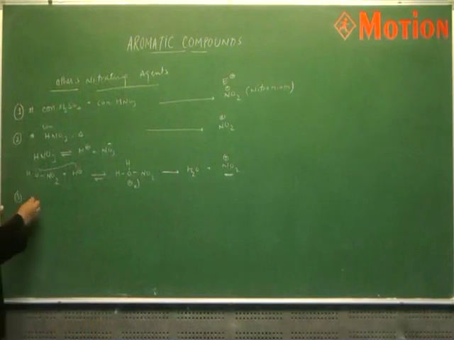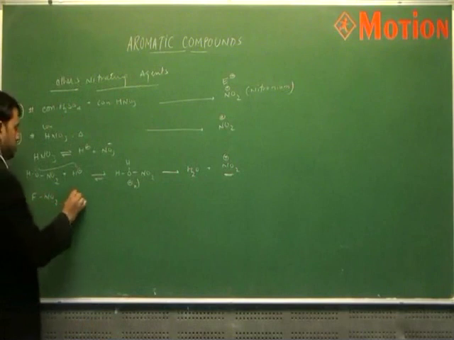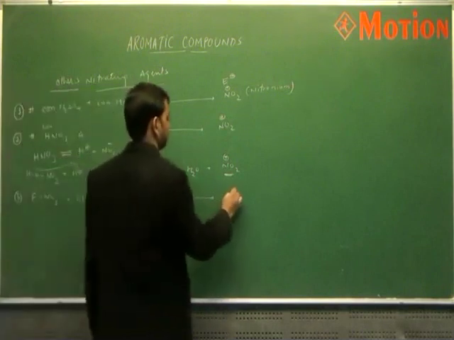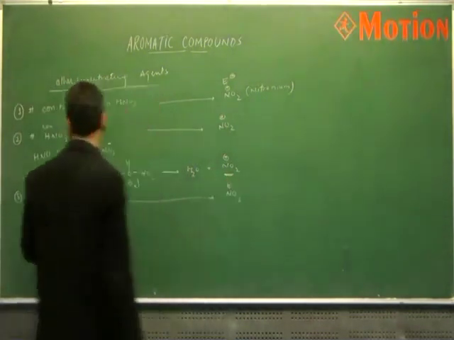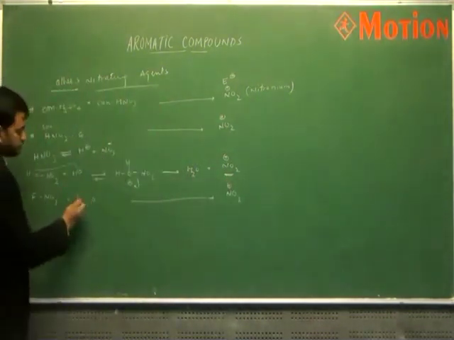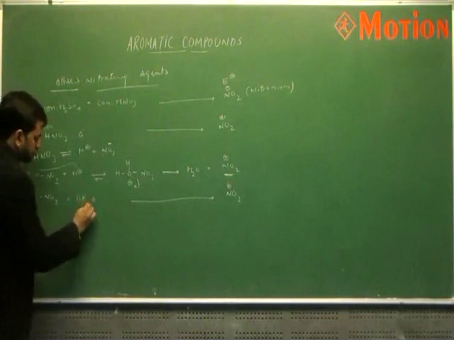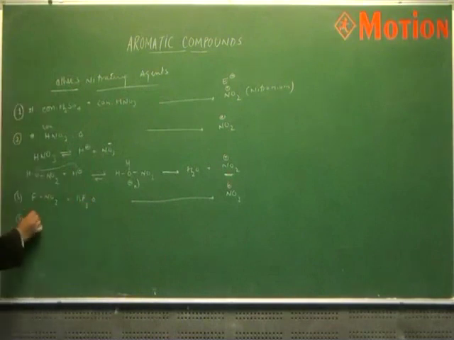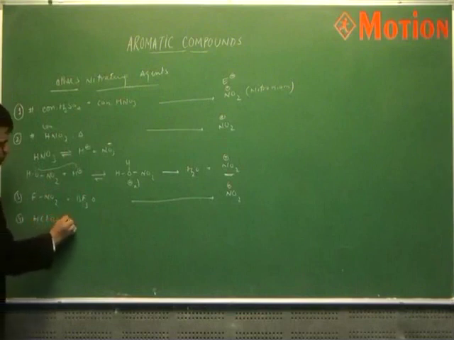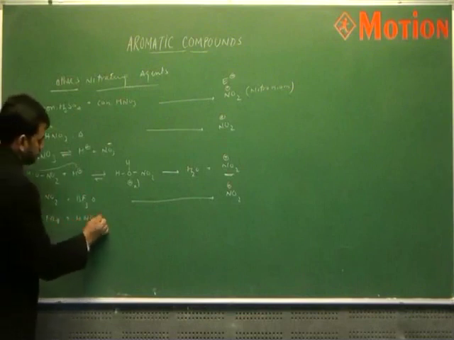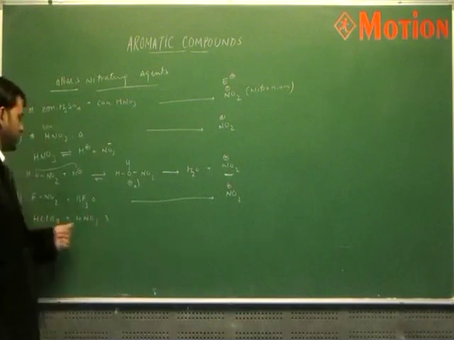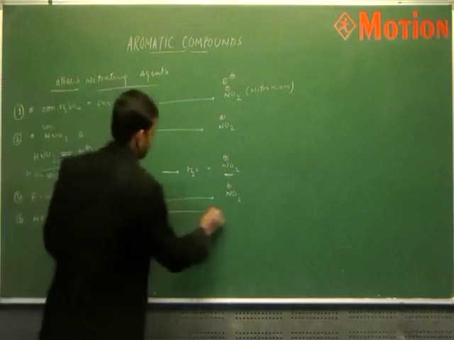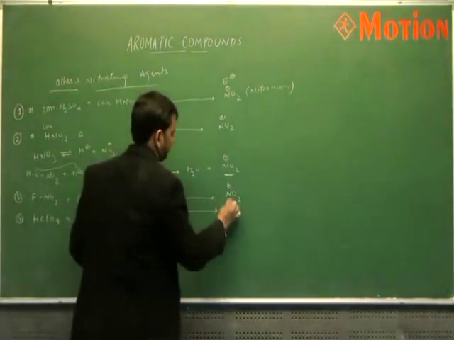Third, you can also use NO2F plus BF3. It also gives the same nitronium. It absorbs the F, BF3. The nitronium is formed. Fourth, HClO4 plus HNO3. HClO4 gives the proton, it accepts, and it also gives the nitronium, NO2 positive as electrophile.